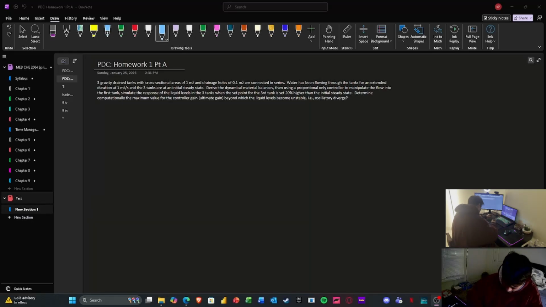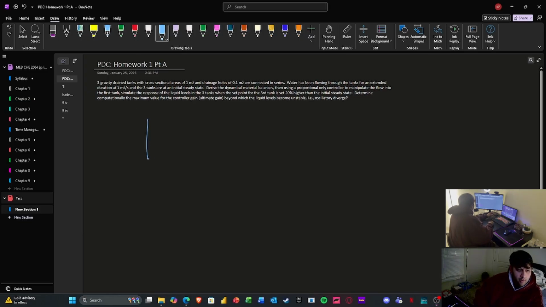Hi, so this is going to be homework one part A. What we have is three gravity tanks, and essentially what's happening is there's water flowing through the tanks for a certain amount of time. What we do know is they're also at steady state, and we're going to be using Colab to help solve our derivations and whatnot. So let me just start by modeling this problem.